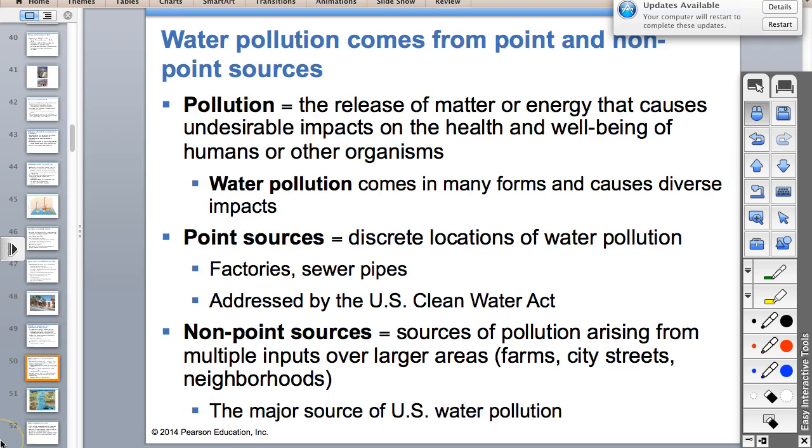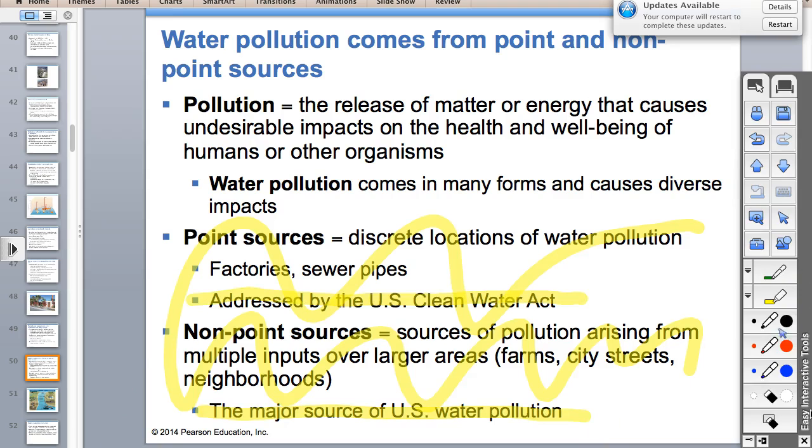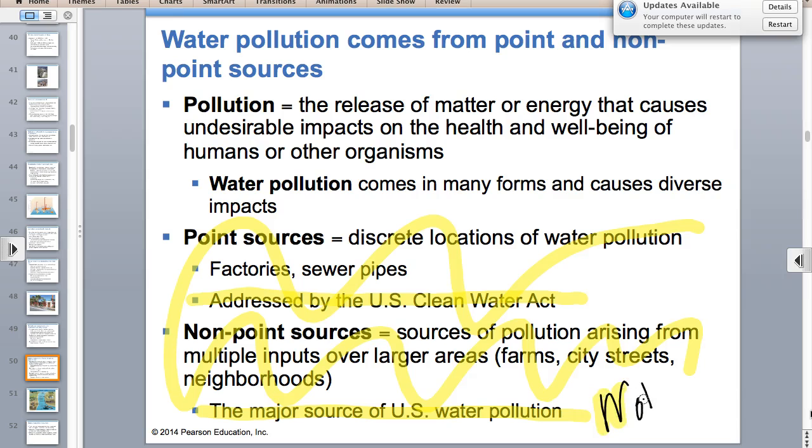It is in chapter 15 of your textbook that they define the word pollution. I'm not kidding. There it is. Point sources and non-point sources. These are really important, so go ahead and highlight this. Point sources are addressed in the Clean Water Act, and non-point are not addressed. So the largest major source of water pollution in the United States is not addressed in the Clean Water Act.